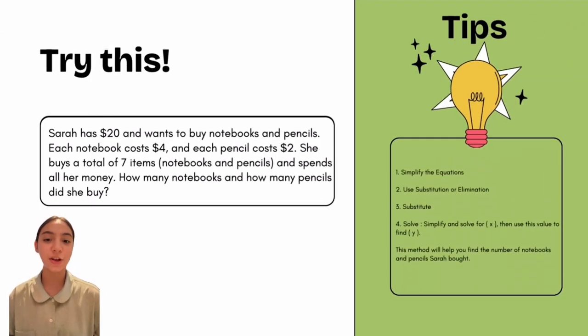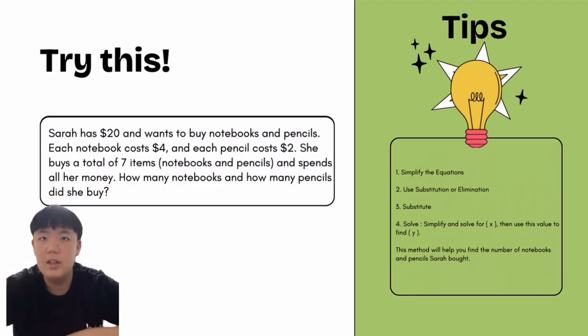So next is the equation that I want you to try. Try this. Sarah has $20 and wants to buy notebooks and pencils. Each notebook costs $4 and each pencil costs $2. She buys a total of 7 items and spends all her money. How many notebooks and how many pencils does she buy?